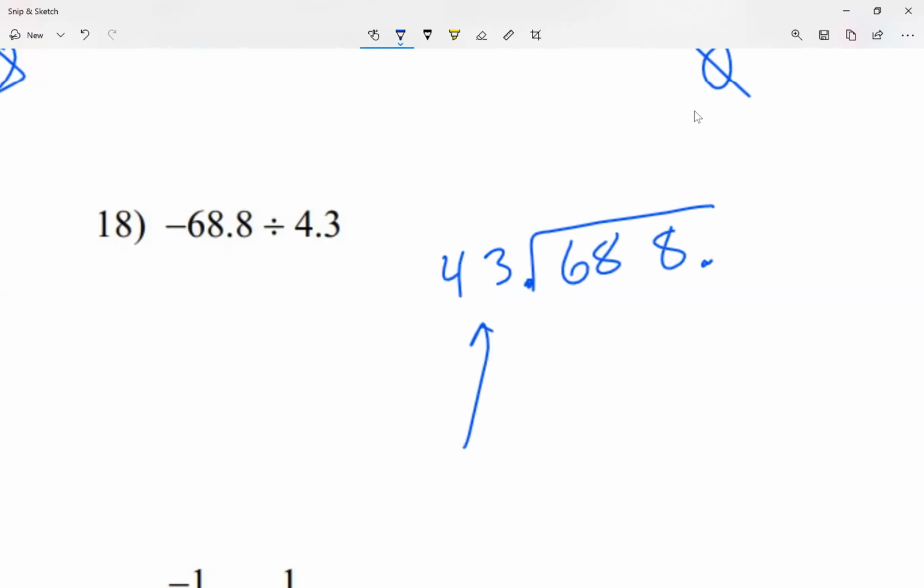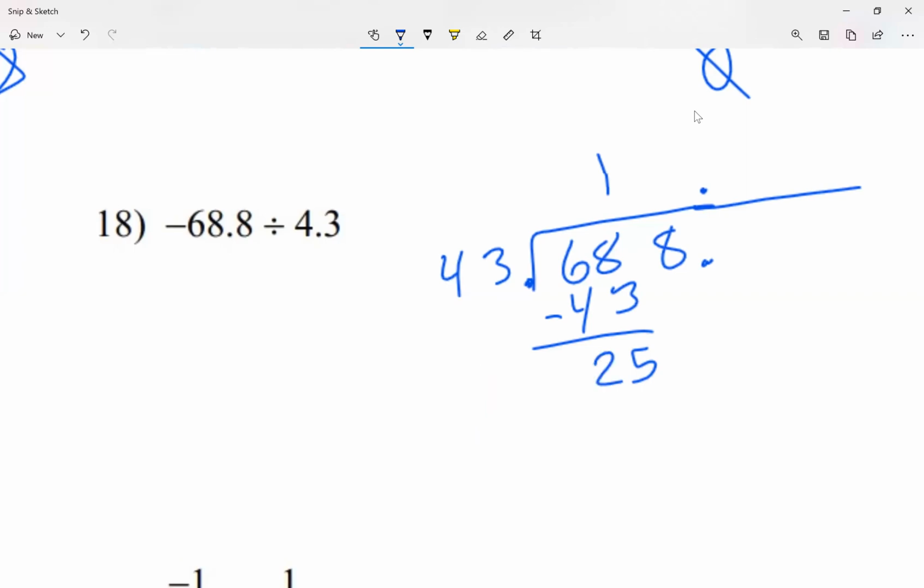Let me bring my decimal point up. My answer might have a decimal point. So I'm thinking, can 43 go into 68? Yeah, it can go in one time. 1 times 3 is 3. 1 times 4 is 4. When I subtract this, let's see, 8 minus 3 is 5. 6 minus 4 is 2. 25 is less than 43, so we're good. Let me bring down the next number.